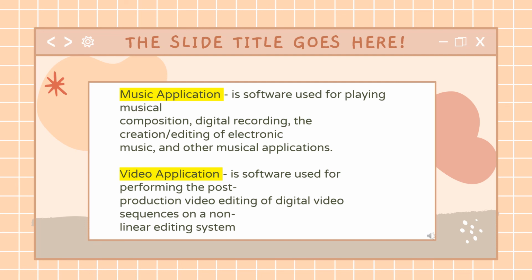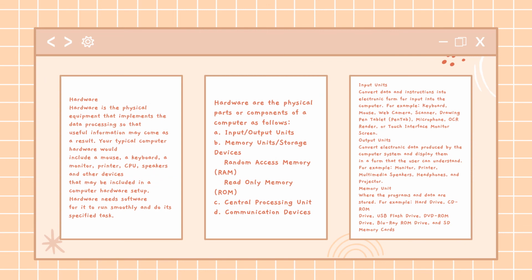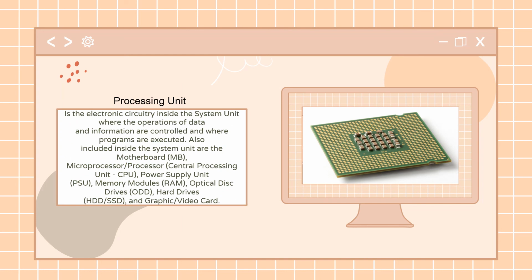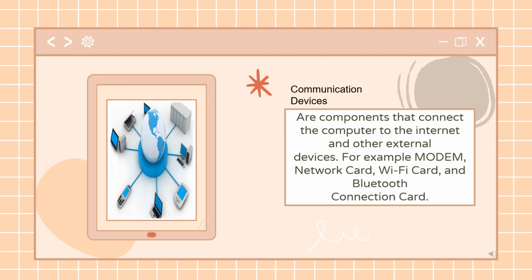Video application is software used for performing the post-production video editing of digital video sequences on a non-linear editing system. Communication devices are components that connect the computer to the internal and other external devices. For example, modem, network card, Wi-Fi card, and Bluetooth connection card.